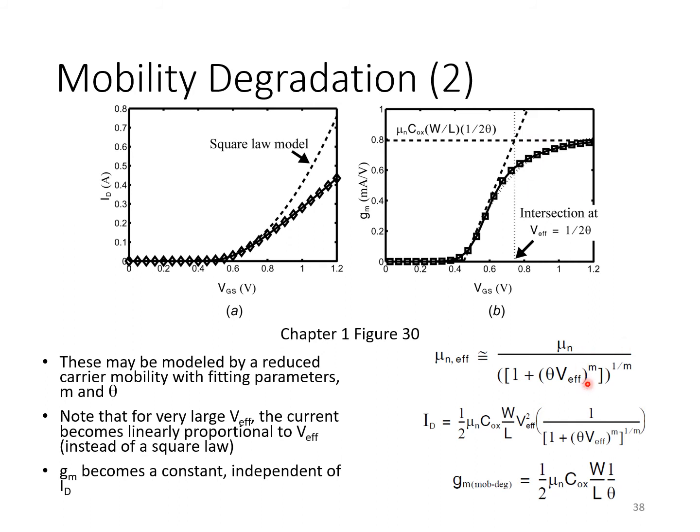And then we just need to play with m until a good fit is obtained with the simulated or measured results. So if you look closely here, there's a dotted line. That's basically the fit that's obtained here using this mobility degradation model.